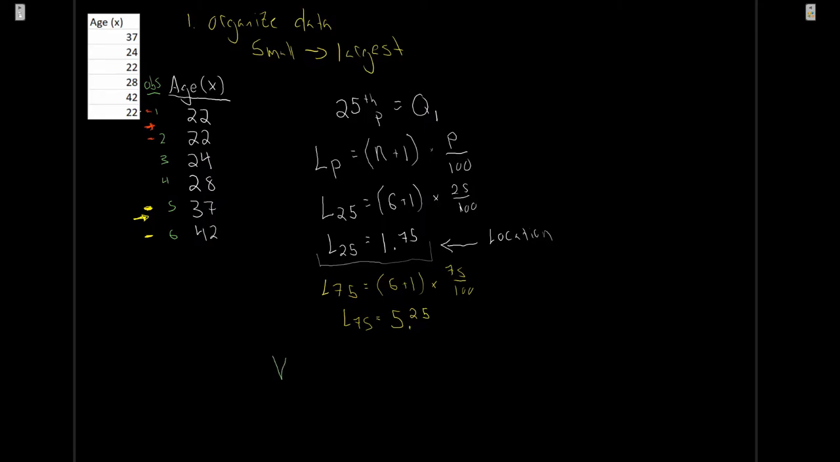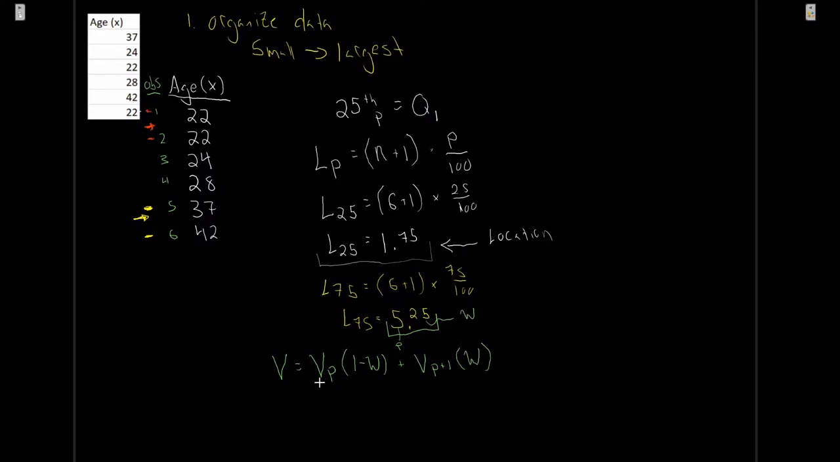Okay, so our value is going to be equal to the value of the first observation that we have. And I'll come back and talk about what I mean by this notation in a second. Times 1 minus our weight, plus the value of p plus 1 times our weight. Let's take a look at what I mean by this. If we go back to our location formula, we had a location of 5.25. If we break this apart, 5 would be our p, and this 0.25 would be my weight.